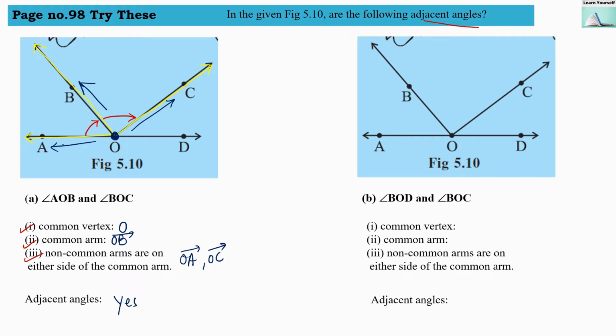Second example, angle BOD, which is this complete angle, and angle BOC, this angle. Let us check all the conditions. The first condition is common vertex. Yes, they do have a common vertex. Then common arm. Angle BOD is a complete angle, and angle BOC is a part of angle BOD. So they do not have a common arm, and that's why non-common arms are also not there. So these angles are not adjacent angles.